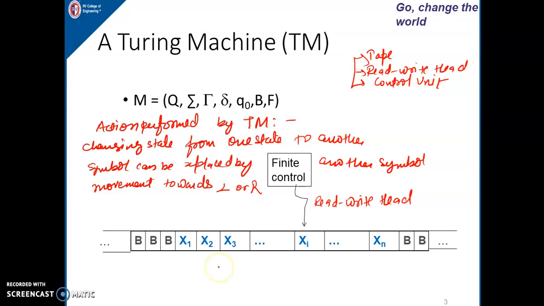the machine will halt. And the Turing machine can be represented using various notations: transition table, instantaneous description, and transition diagram. So there are three ways to represent a Turing machine: transition table. We have also seen this in PDA and finite automata, and instantaneous description, or also called as ID, and transition diagram. So these are the three ways to represent a Turing machine.